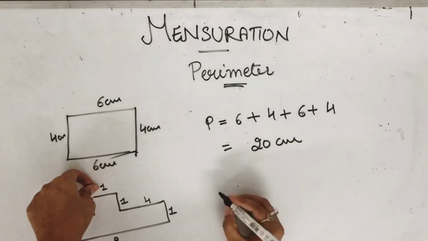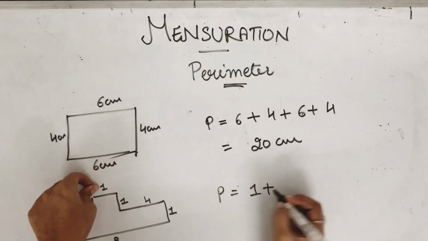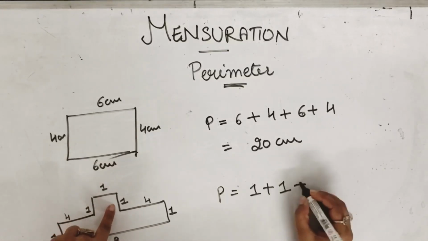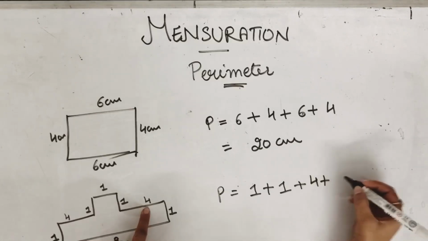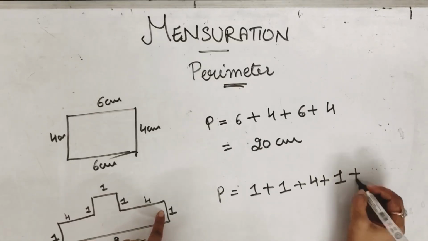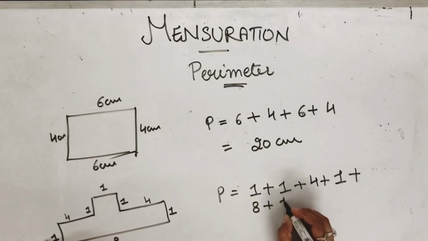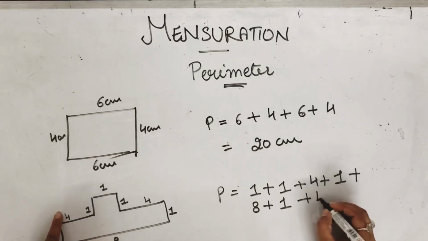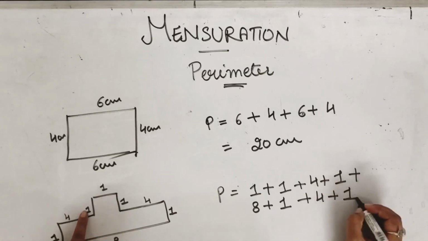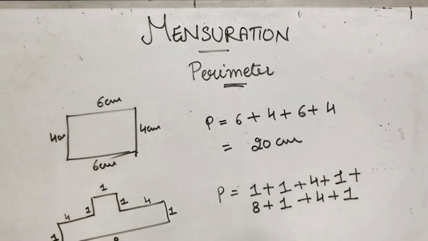Start from here. It will be 1 plus this 1 plus 4. Again this is 1 plus this one 8 plus 1 plus 4, and this one is 1. You have to add all these numbers. What will be the sum? 21 centimeter. So 21 centimeter is the perimeter of this figure.